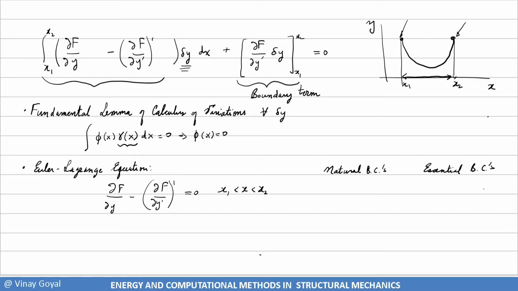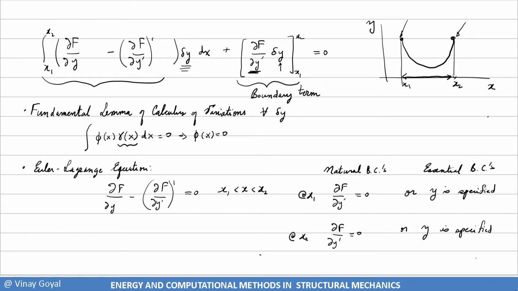There's only two choices here. Either this is 0, that's one option, and I'll call that a natural boundary condition. Or the other option is for y to be known. y is specified at that boundary. That's at x1. At x2, the same thing. The derivative of f with respect to y prime equals 0, or y is specified. So you have two options here for each endpoint.